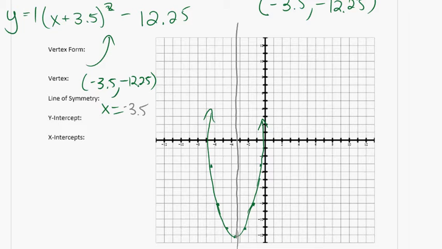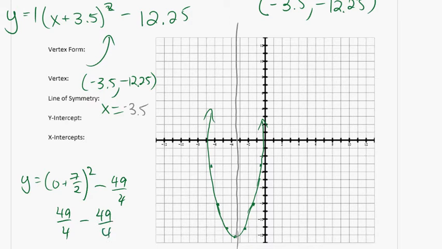The y-intercept is where x equals 0, so let's solve for it. y equals 0 plus 3.5 squared minus 49 fourths. This is 7 halves squared, which is exactly 0. So in fact, my y-intercept is 0.